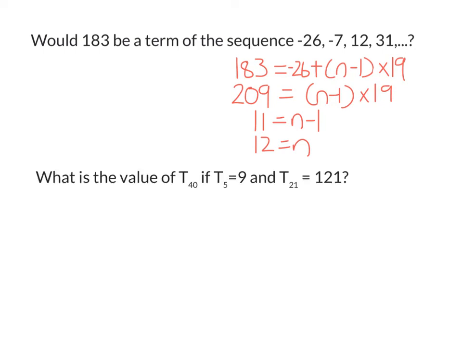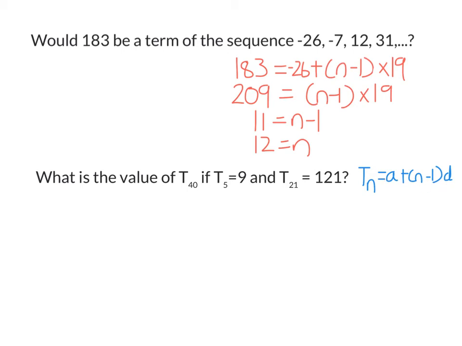So let's try this question here. What would be the value of T40? That is, what's the value of the 40th term if in the sequence the 5th term is 9 and the 21st term is 121? So what I want to do is use the formula Tn equals a plus (n minus 1)d. So if I want to find T40, well, I know that n is 40, but I don't know a and d. I need to know them to use the formula.